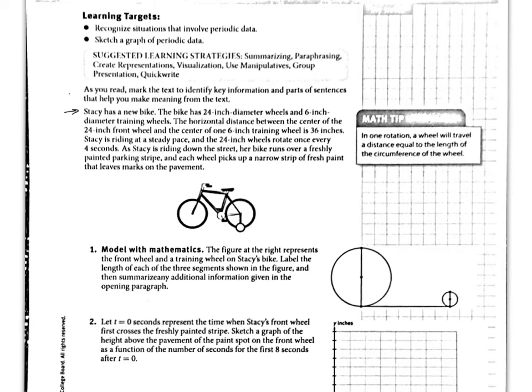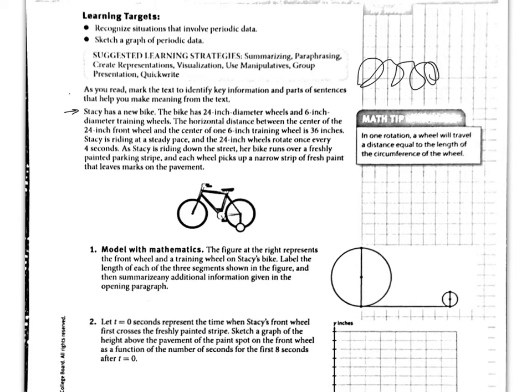The bike has 24-inch diameter wheels and 6-inch diameter training wheels. The horizontal distance between the center of the 24-inch wheel and the center of one 6-inch training wheel is 36 inches. Stacy's riding at a steady pace, and the 24-inch wheel rotates every 4 seconds. As Stacy is riding down the street, her bike runs over a freshly painted parking stripe, and each wheel picks up a narrow strip of fresh paint that leaves a mark on the pavement. So now we can see the wheel goes around, and we can see where the paint hits the pavement. We can see not just the paint on the wheel, we can also see the mark on the pavement.